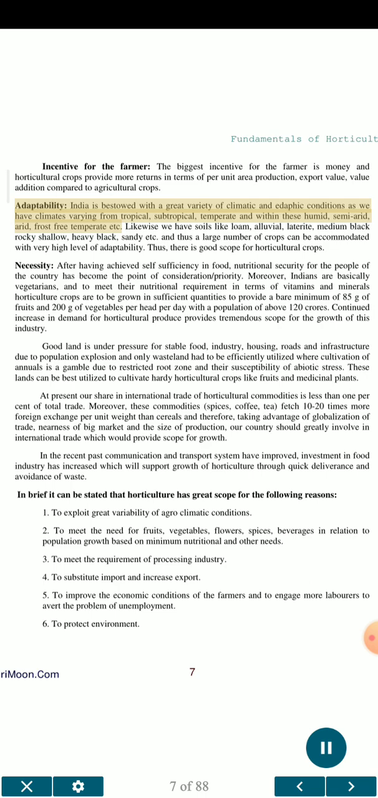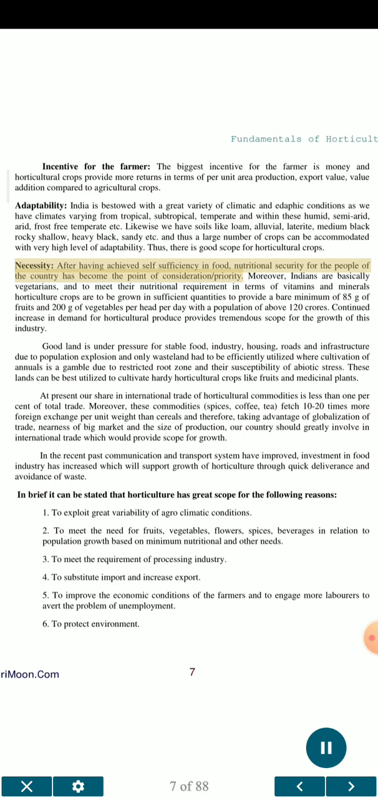2. Adaptability. India is bestowed with a great variety of climatic and edaphic conditions as we have climates varying from tropical, subtropical, temperate and within these humid, semi-arid, arid, frost-free temperate etc. Likewise we have soils like loam, alluvial, laterite, medium black rocky shallow, heavy black, sandy etc. and thus a large number of crops can be accommodated with very high level of adaptability. Thus, there is good scope for horticultural crops.